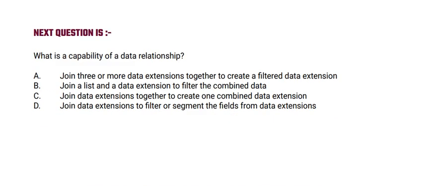Next question is, what is a capability of a data relationship? Options are: Option A. Join three or more data extensions together to create a filtered data extension. Option B. Join a list and a data extension to filter the combined data. Option C. Join data extensions together to create one combined data extension. And option D. Join data extensions to filter or segment the fields from data extensions.